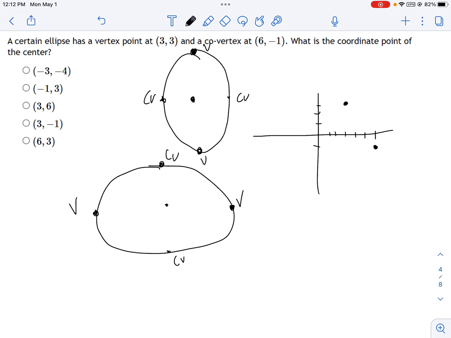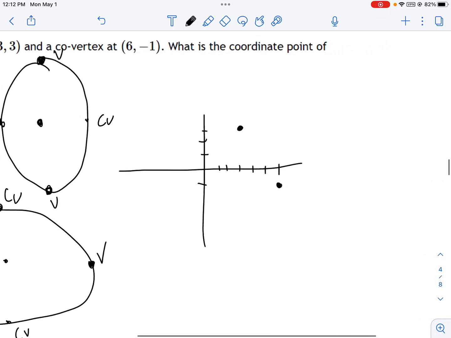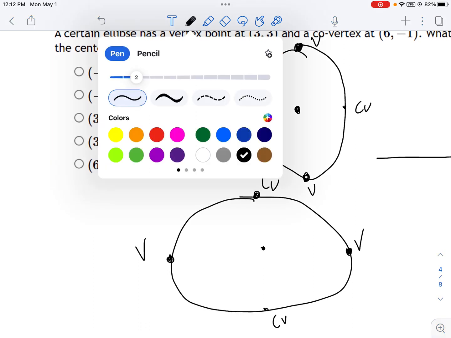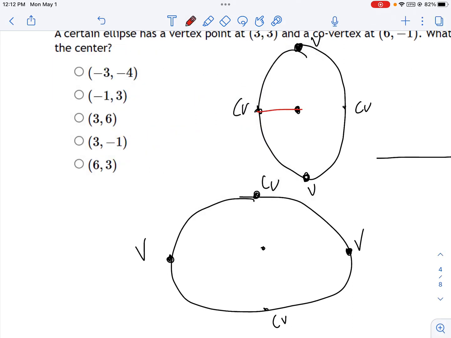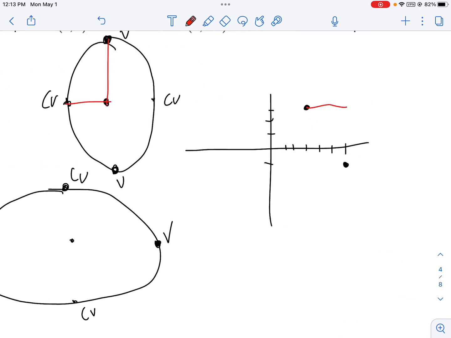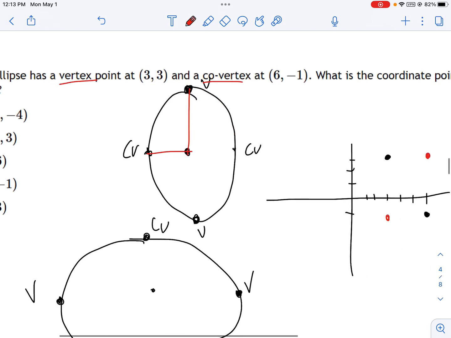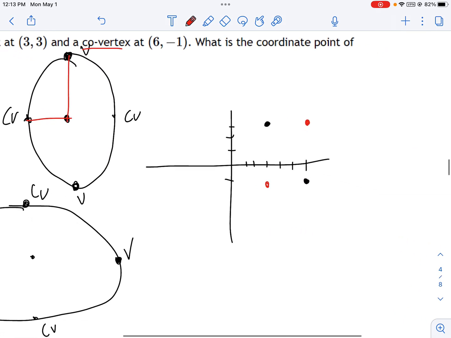So looking at this, regardless of whether we have a vertical or horizontal ellipse, the covertex is going to connect this way, or it's going to connect that way. And that's exactly what we have, right? Either the center is going to be over here or it's going to be over there. Now, how do you know which one's which? And that is where knowing the difference between vertex and covertex is going to be your best buddy.